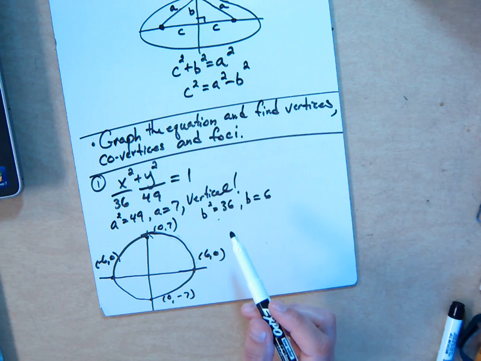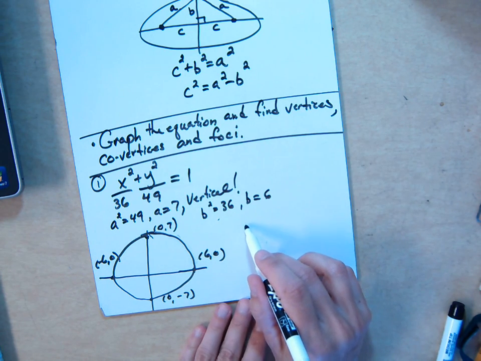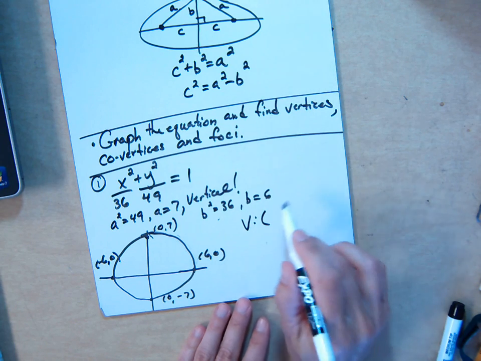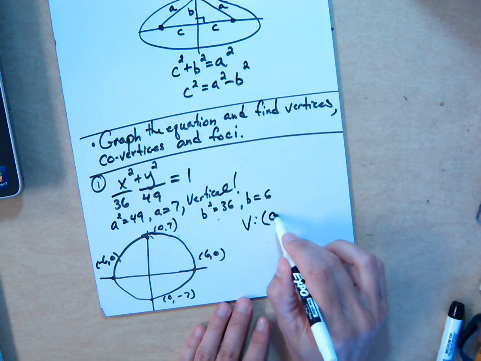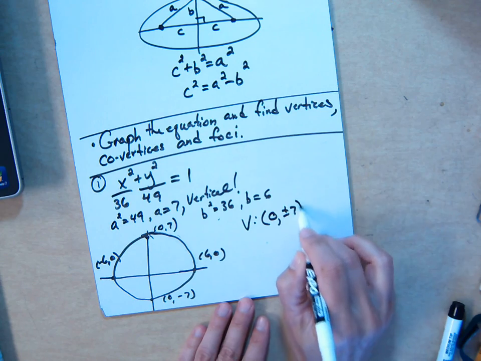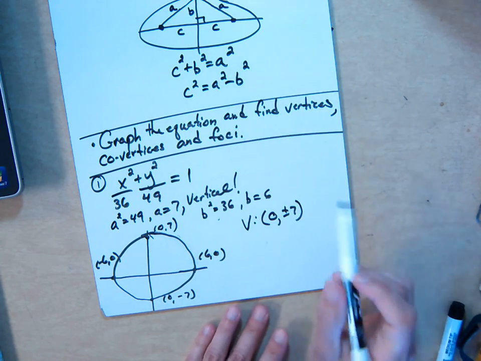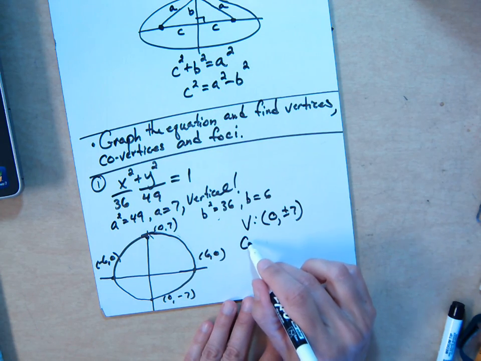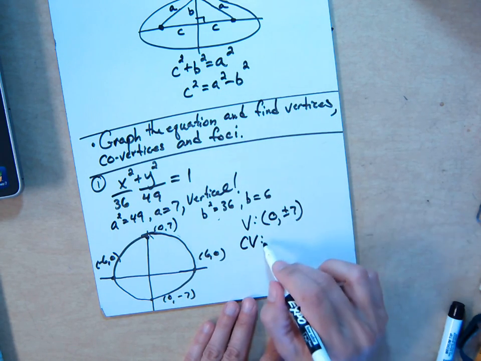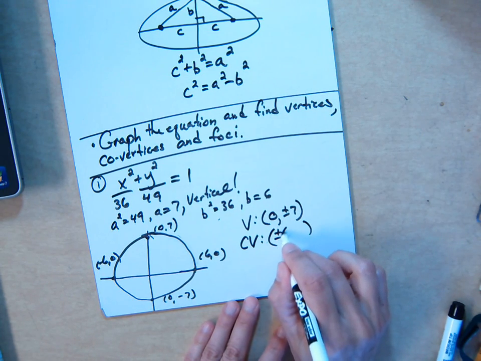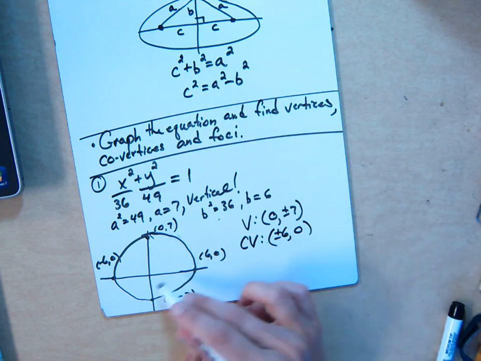Okay, so far I have my vertices. That's along the major axis. The coordinates, I'm going to give you the shortest way to write it: 0 plus or minus 7. You can write it like that. That takes care of both, 0, 7, and 0, negative 7. And then I'll let you abbreviate for co-vertices, CV. Those are the ones along the minor axis, so it's plus or minus 6, 0.